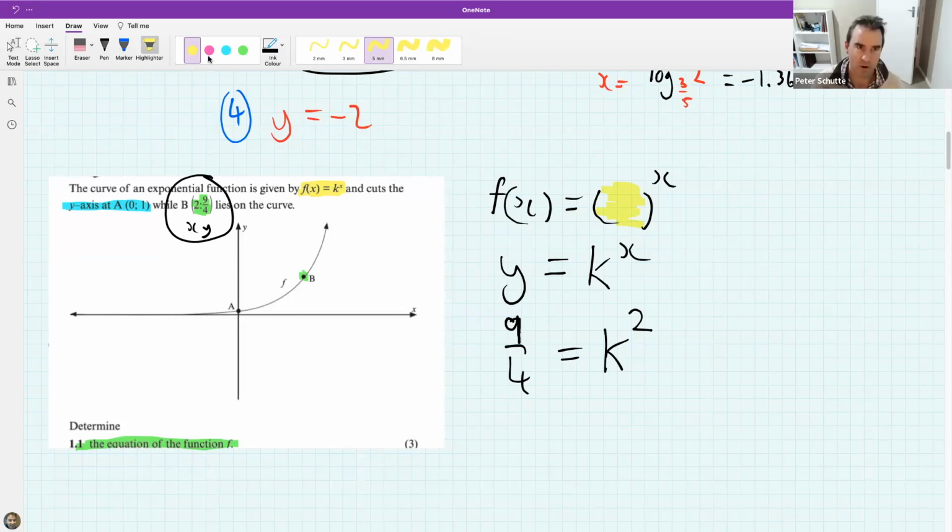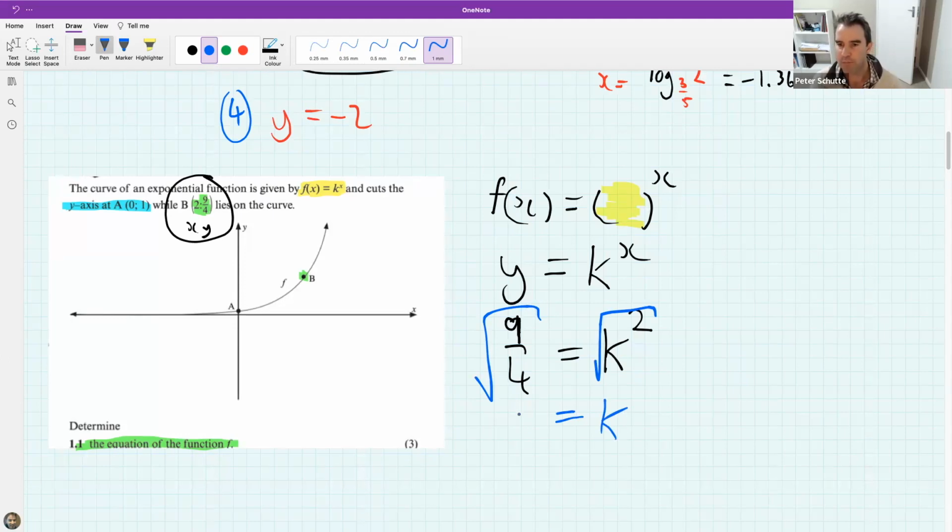Yes, I think square rooting would be a good idea. And the reason is it would undo the square. It's the opposite, or the inverse operation, of this. So you'd get k on the one side. And then what's the square root of 9 over 4? Yeah, it's going to be 3 over 2.